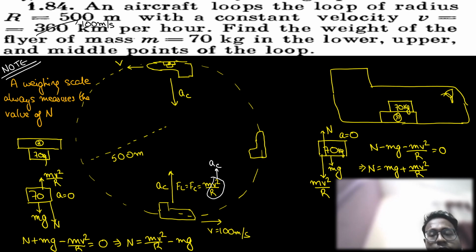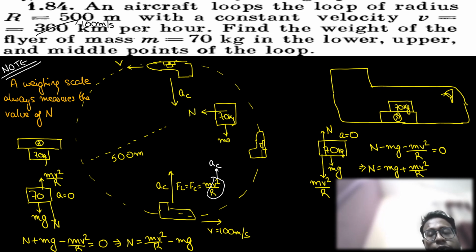Okay, so out here this would be the weighing scale and this would be the block. If I draw the free body diagram out here, this is the 70 kg block, the normal reaction force, and this is the weighing scale. The normal reaction force on the 70 kg block would be towards this direction.